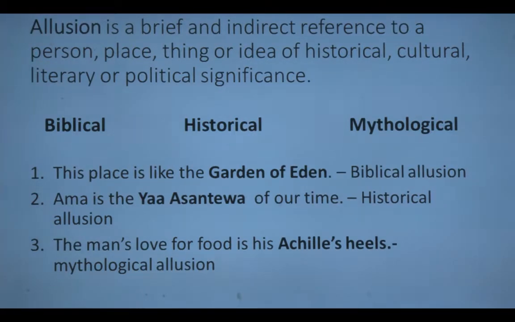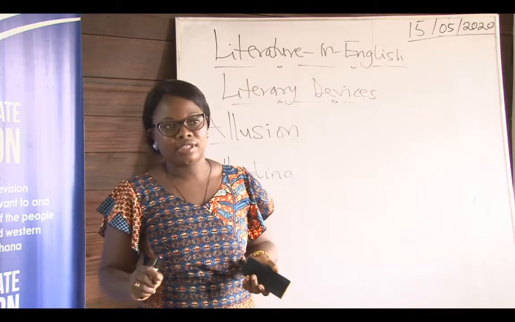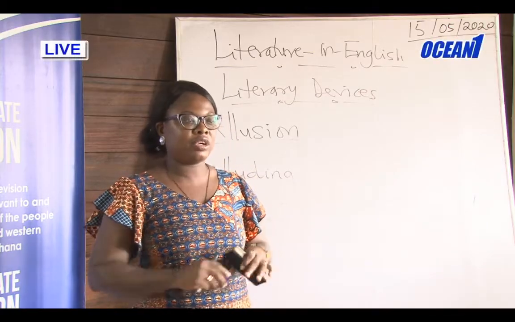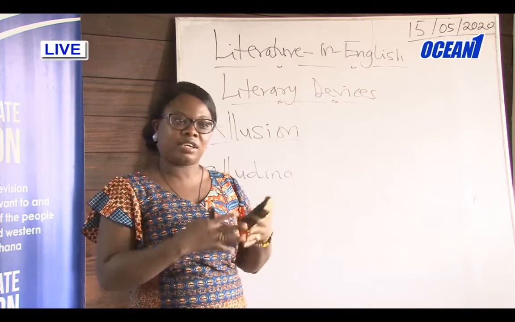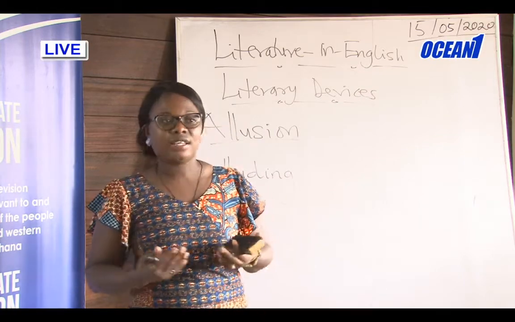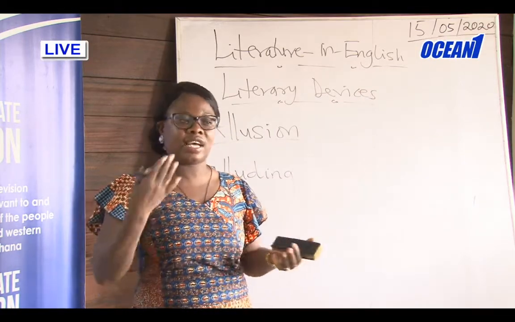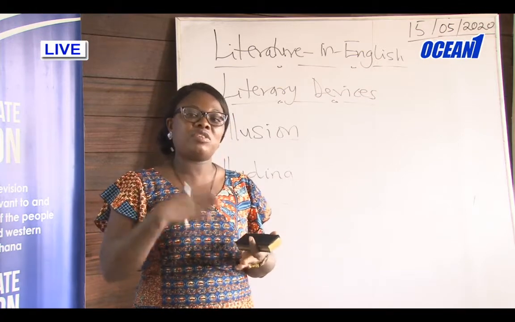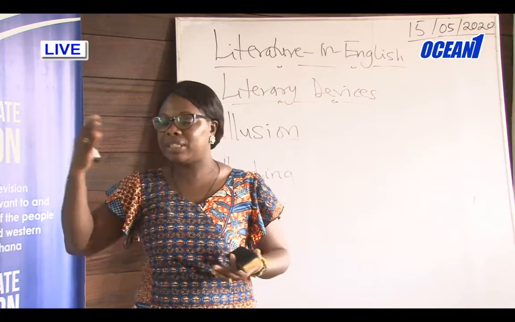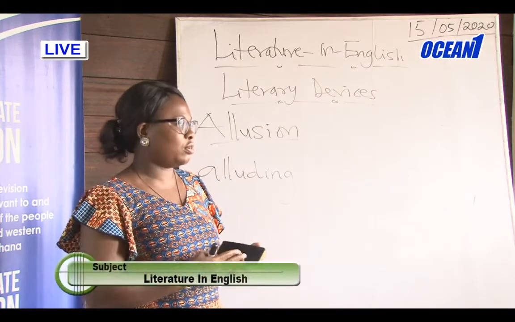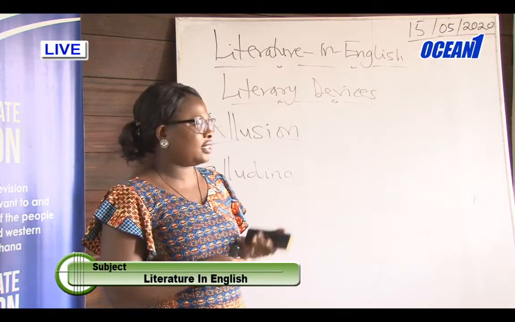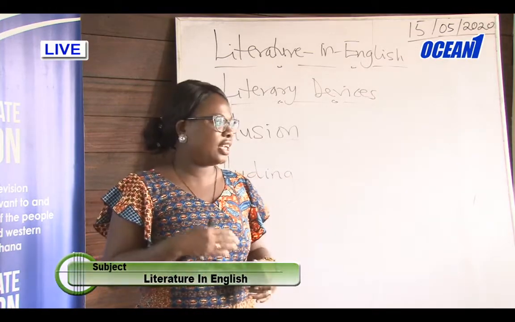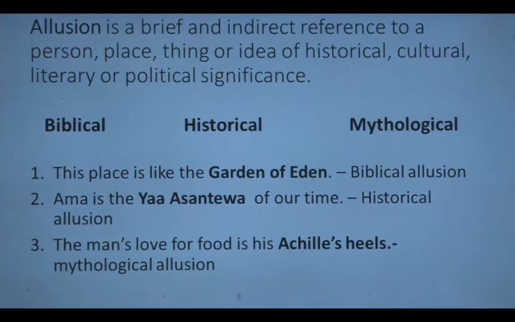Okay. The second one: Amma is the Yaa Asantewaa of our time. We all remember Yaa Asantewaa, the historical queen mother of Ejisu. She is said to be brave. So if somebody exhibits some characteristics of Yaa Asantewaa, then we can say that the person is Yaa Asantewaa. Then you are making reference to something that happened in history. So we will say that Yaa Asantewaa of our time is a historical allusion.